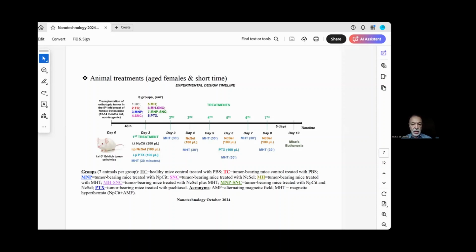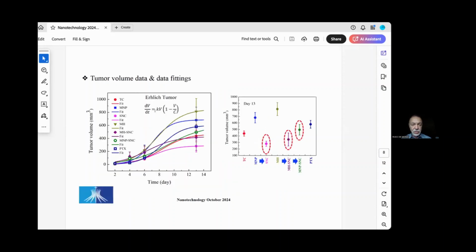After selecting all these groups, I can show you how the time evolution of the tumor volume was. We can see in this plot the tumor volume as a function of time up to day 13. The symbols are the experimental data, obviously, and the solid lines are the best fitting of the solution of this first approximation of the logistic model.